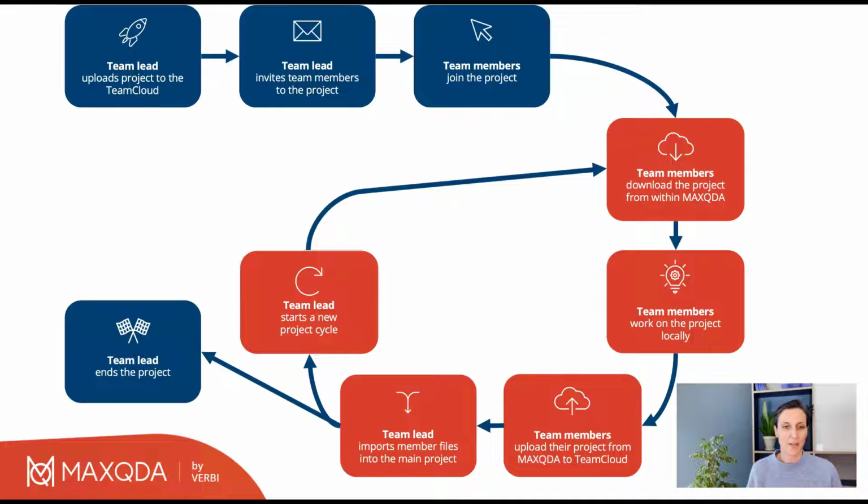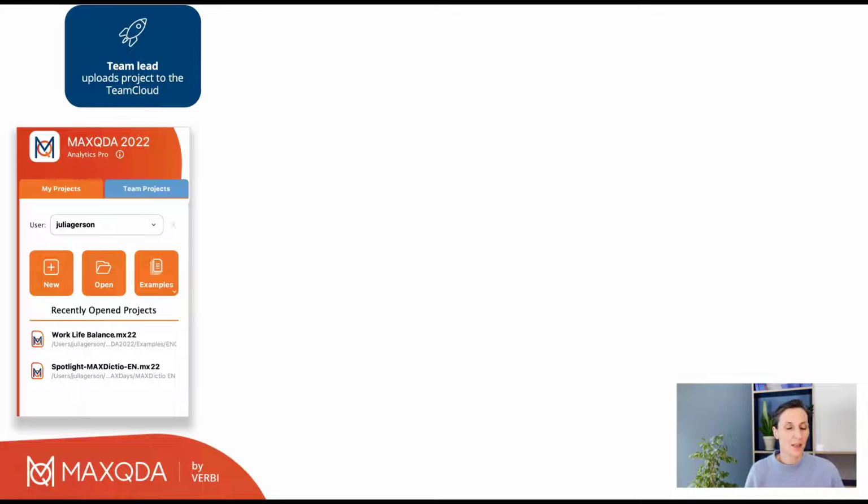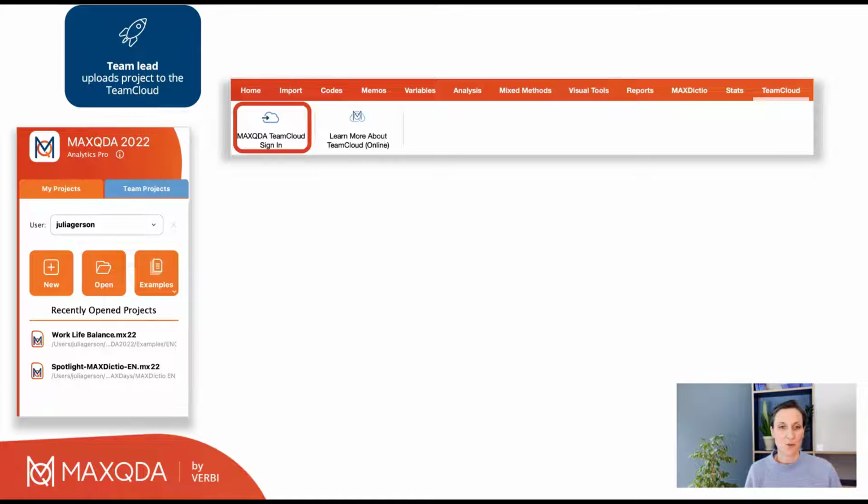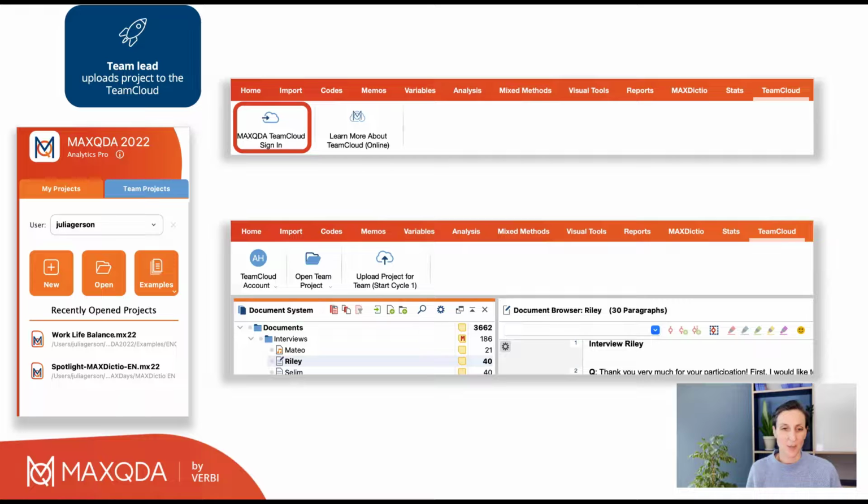Let's take a look at each of the steps. So what the team lead has to do to upload a project is just open an existing MAXQDA project, go to the TeamCloud ribbon, sign into their TeamCloud account. Then they will see new options that appear on the menu. And the one important now is to upload this project for the team. If they click on this button, the project is transformed into a TeamCloud project and uploaded to the team lead's cloud space in the TeamCloud.